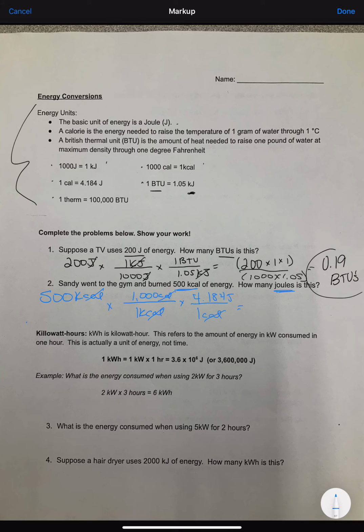And then we're going to cancel out our units. So now I'm going to multiply 500 times 1,000 times 4.184 and get an answer. And then I'm going to divide that by 1 times 1, which is 1. So our final answer is going to look something like 2,092,000 joules. Or you can put it in scientific notation, and that will be 2.092 times 10 to the 6 joules. You need to make sure that you include the units in your setup and in your final answer to get all the points.